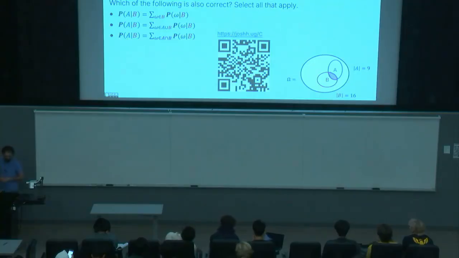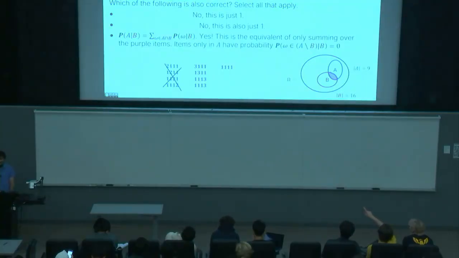Okay? So let's talk about these answers. All right, these first two don't work because they're just 1. Let's talk about why. This top one's 1 because we're adding up the probability of all of the outcomes in B, conditioned on being in B. We already know that should add to 1. In fact, that's how we did the derivation earlier for our whole notation. So if you add up the probabilities of everything in here, you're going to get 1.